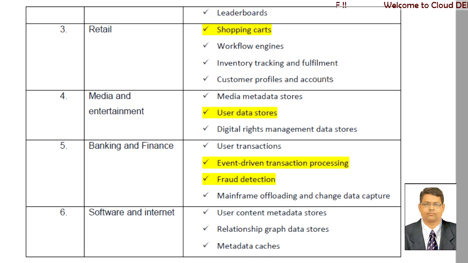6. Software and Internet. User content metadata stores. Relationship graph data stores. Metadata caches. Ride tracking data stores. User, vehicle, and driver data stores. User vocabulary data stores. 1.3 Data model.